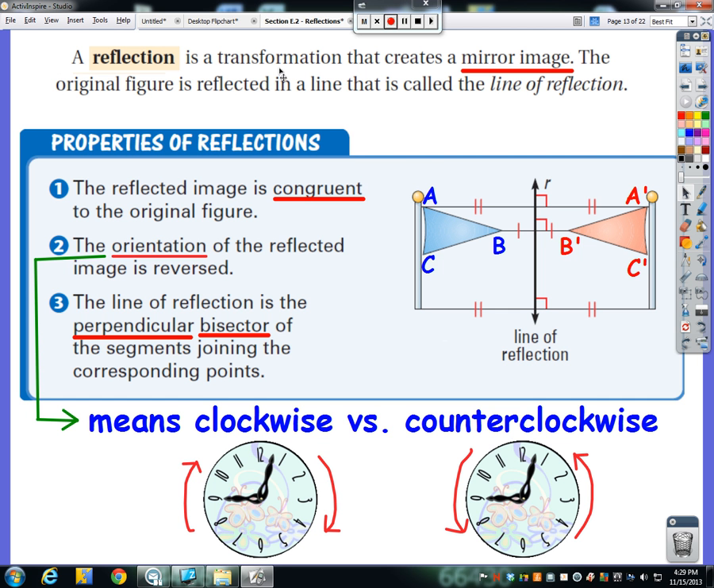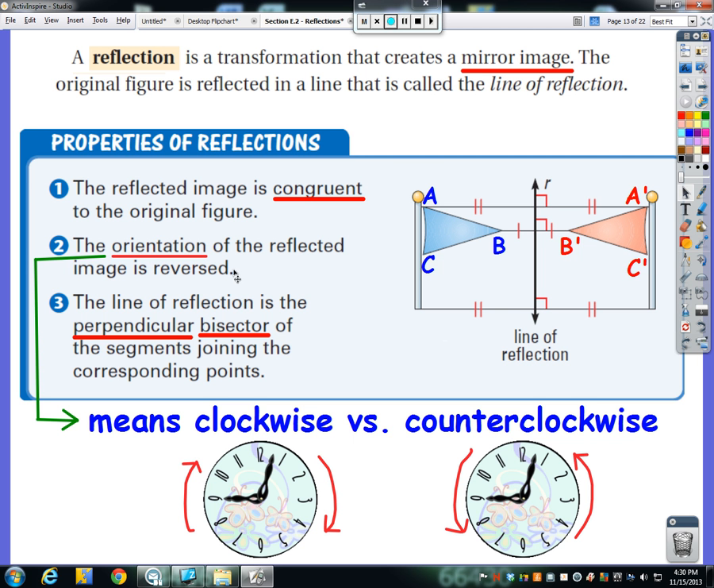Let's talk about this now. A reflection is a transformation that creates a mirror image. All the underlined stuff here is in your notes that you'll need to write out. The original figure is reflected in a line called the line of reflection. The reflected image is congruent to the original figure. In this picture, the original figure is flag ABC, and if you were to look at it in the mirror, flag A prime, B prime, C prime is the same exact size. If you look at yourself in the mirror, what you see and what your mirror sees of you would be the same exact size and image.